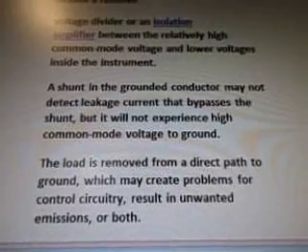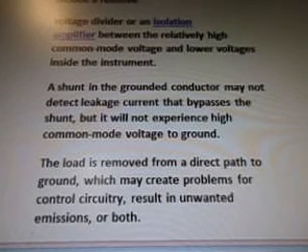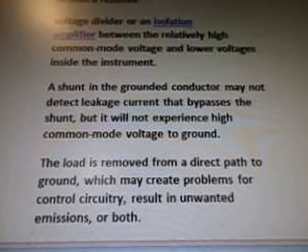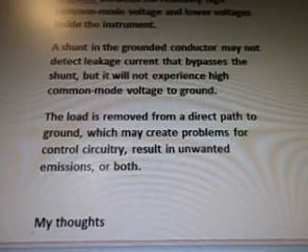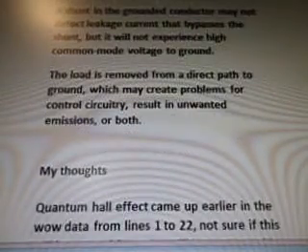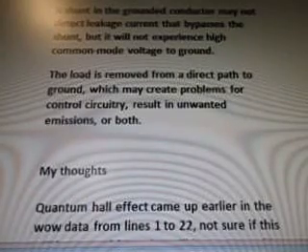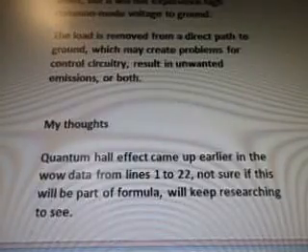A shunt in the grounded conductor may not detect leakage current that bypasses the shunt, but it will not experience high common mode voltage to ground. The load is removed from a direct path to ground, which may create problems for control circuitry, result in unwanted emissions, or both. My thoughts.